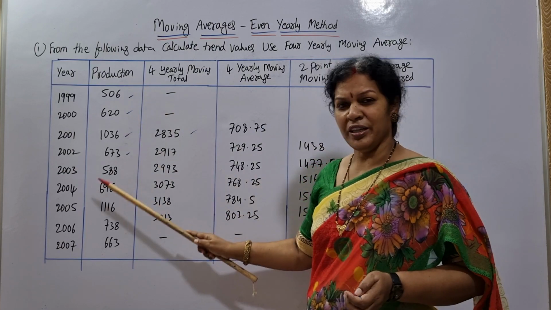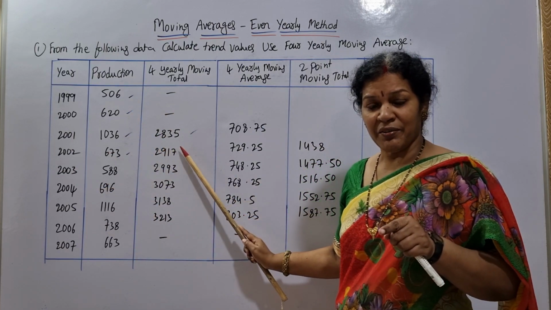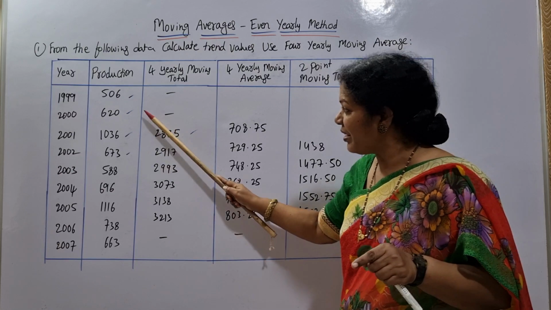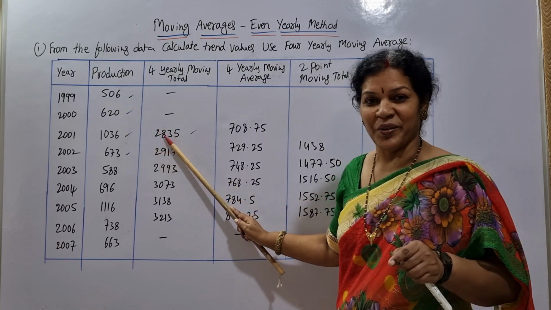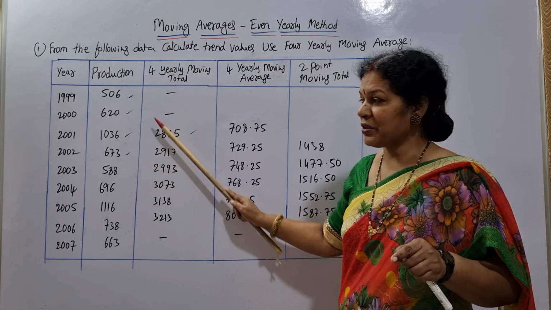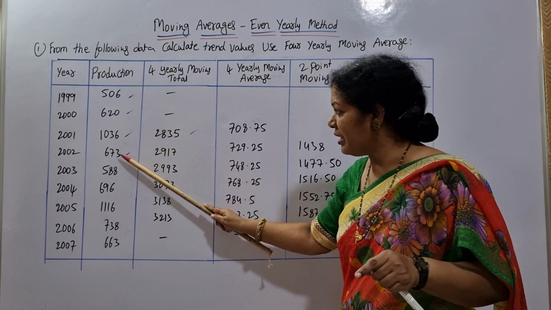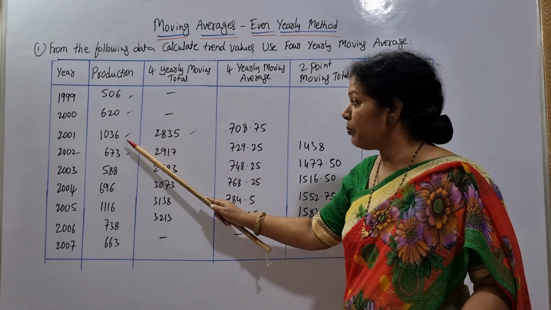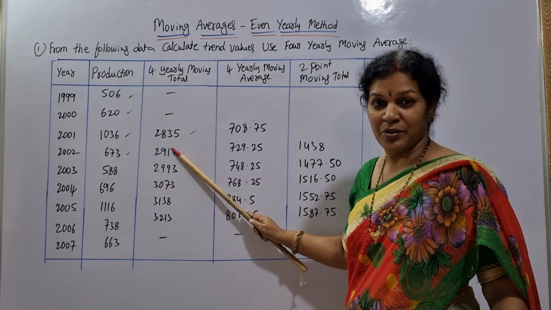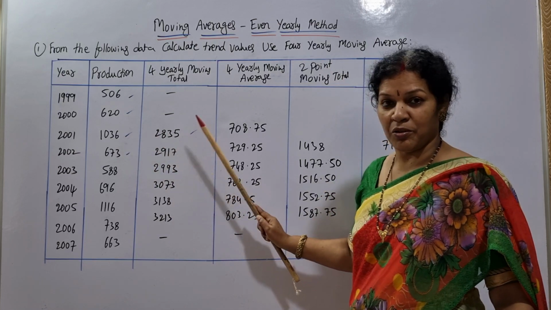Earlier, where we took 5 years, we posted the total in the middle, the third number. Now when it is 4 years, after 2 years, in the third year we are going to post. Not in between these two numbers, no. Third year we are going to post after completion of 2 years. The total is 2835. I have posted it on the third year. Okay, 2835. This is over.